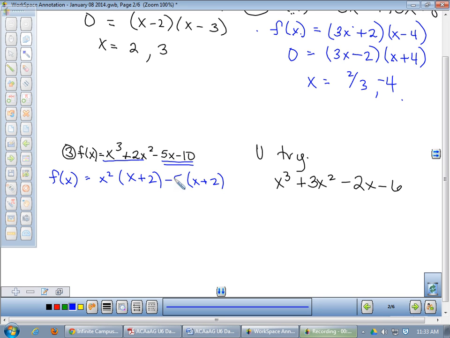Yeah, a negative 5. So now when we look at this term versus this term, do you see that they have a common factor of x plus 2? So when we factor the x plus 2 out, what are we left with? X squared minus 5.